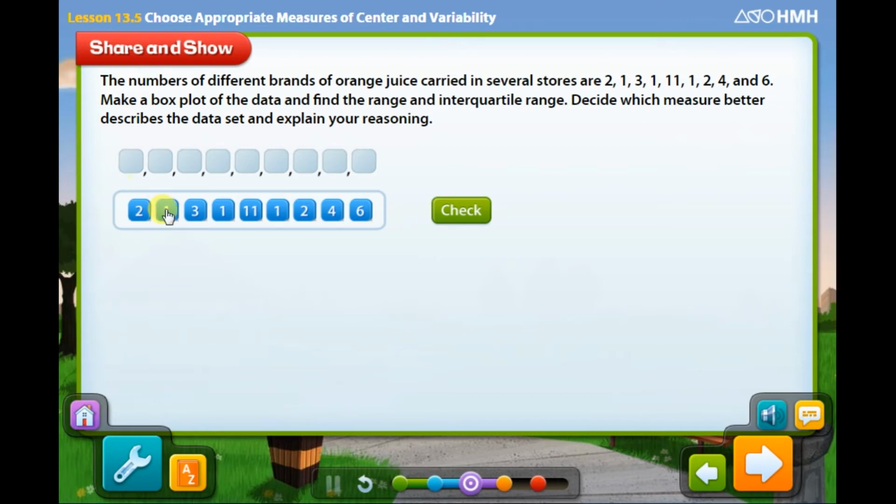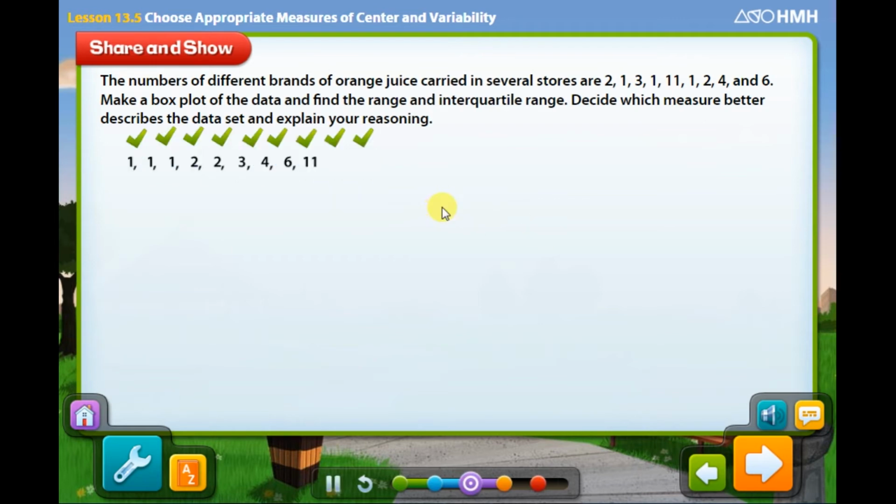To find the median, you have to order the numbers first. 1, 1, 1, 2, 2, 3, 4, 6, 11. Excellent. The values are now ordered from least to greatest. What is the median of the data set? How many numbers do I have in all? 1, 2, 3, 4, 5, 6, 7, 8, 9. So in the middle of the data is the fifth number, which is 2, just in the middle.